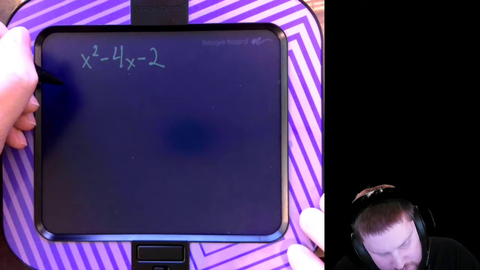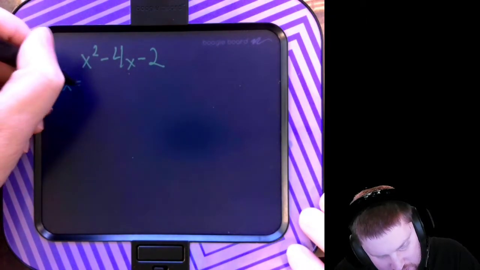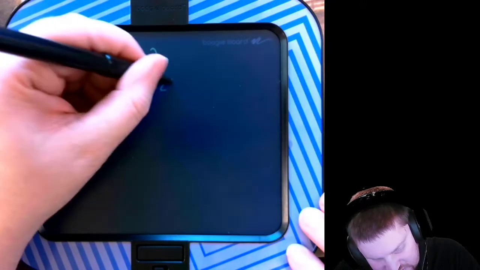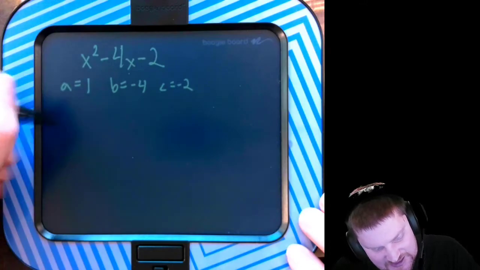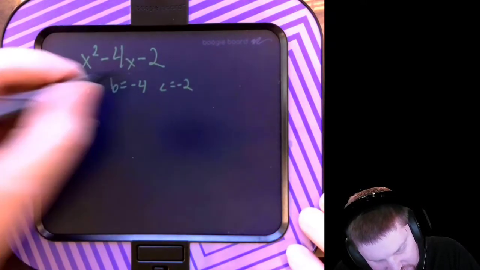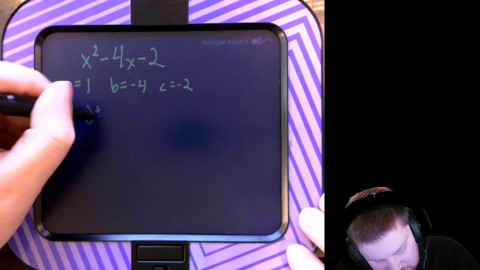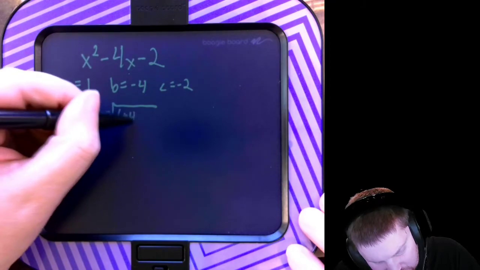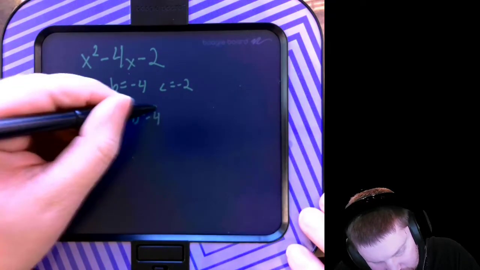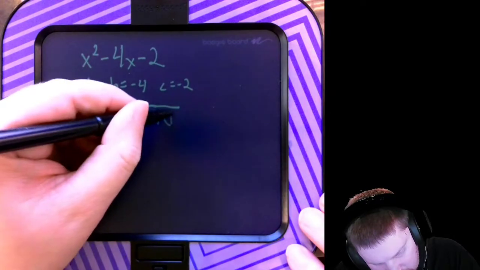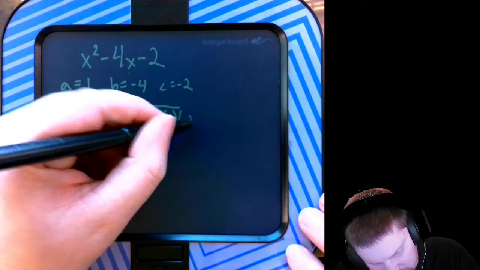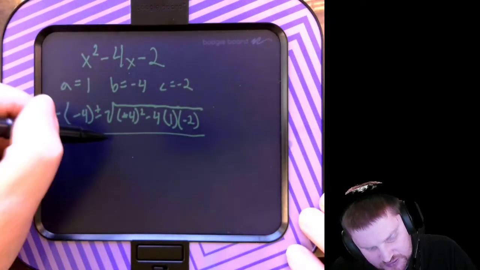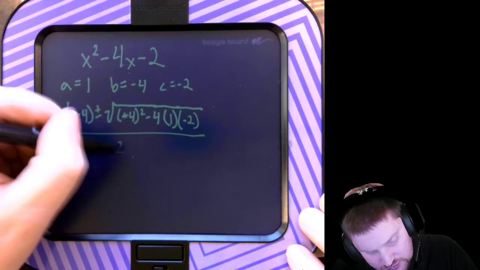So we have A is 1, B is -4, C is -2. Negative B, so negative, then B is -4, plus or minus the square root of B, -4 squared, minus 4 times A times C, -2, divided by 2 times A.